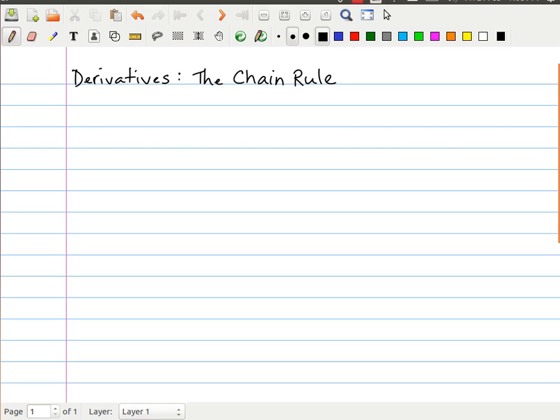In this tutorial, we're going to be looking at taking derivatives using the chain rule. The chain rule is best thought of as something you apply when you have a composition of functions. That can be represented a number of ways. Traditional ways include if I express something as f of g of x.